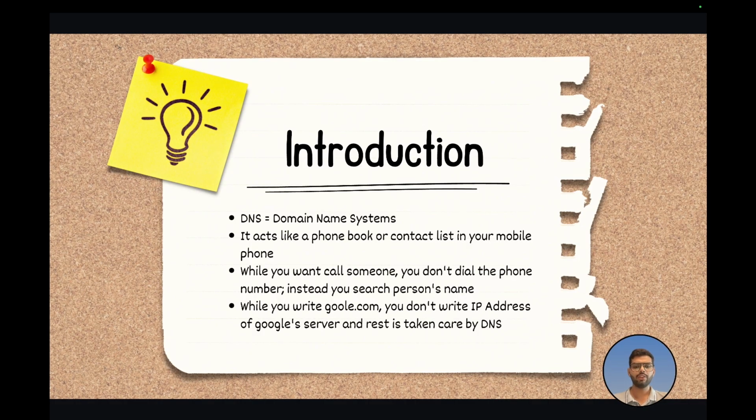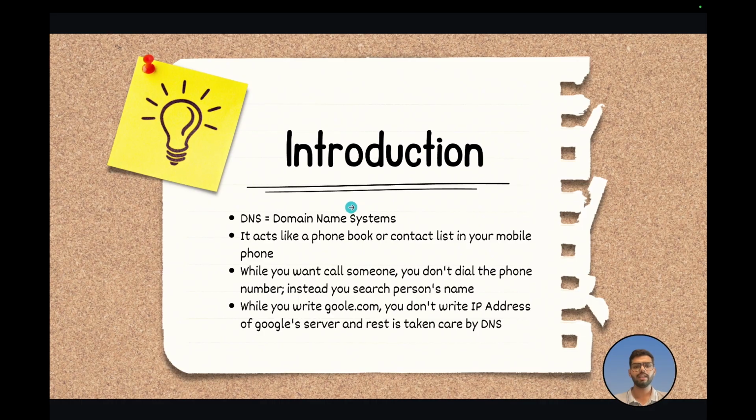So let's say when you write google.com, you don't write the IP address of the Google server, and the rest is taken care of by DNS. DNS is the protocol that helps you in translating google.com into the particular IP address of it. That is similar to how we go through our contact list and search for the person's name rather than the person's phone number. As humans, we don't remember phone numbers, we remember person names. That's similar to DNS.